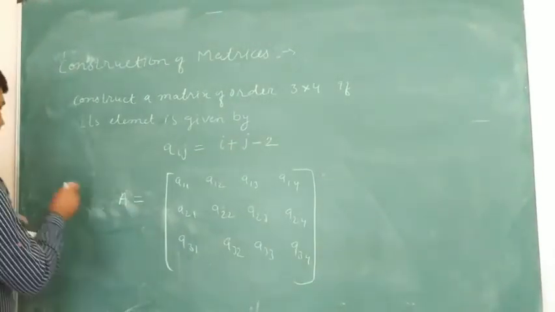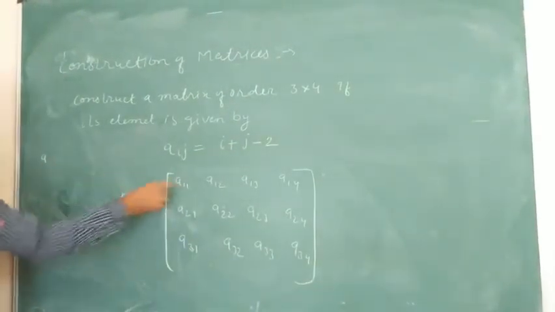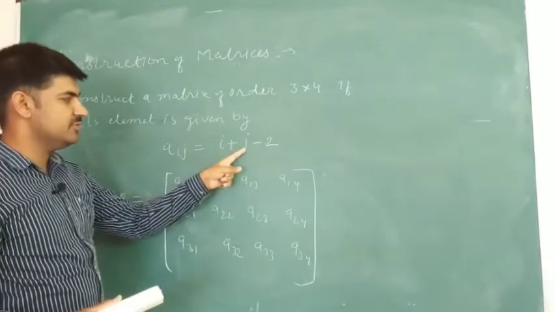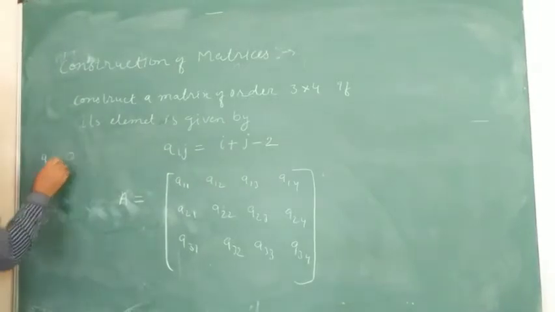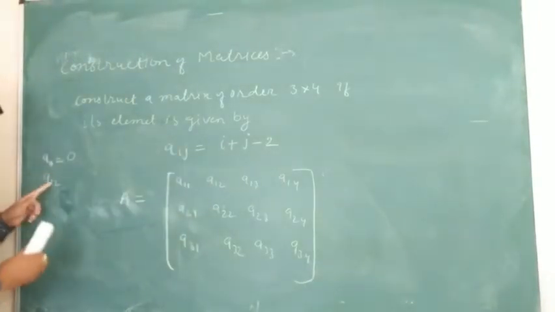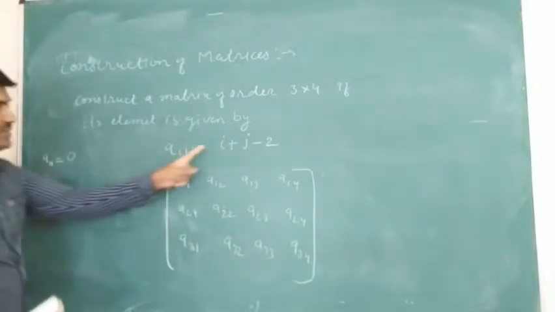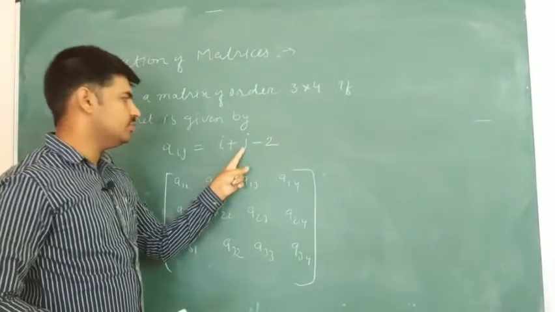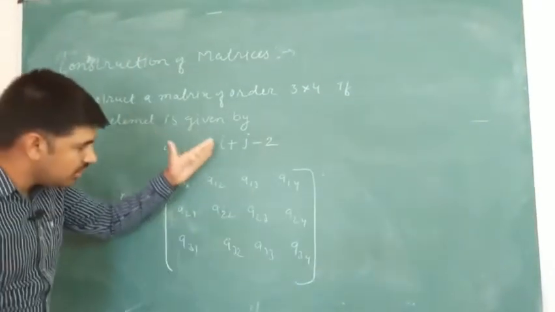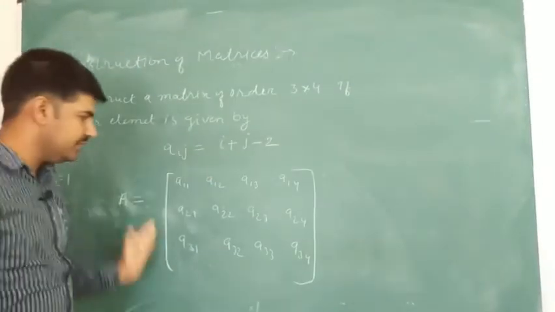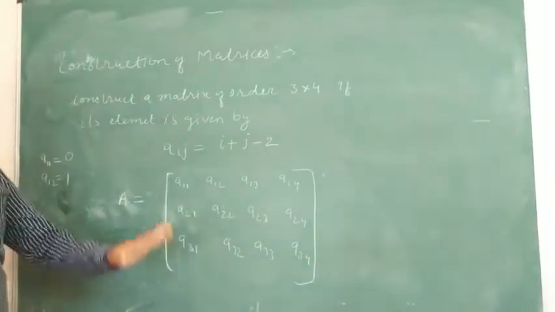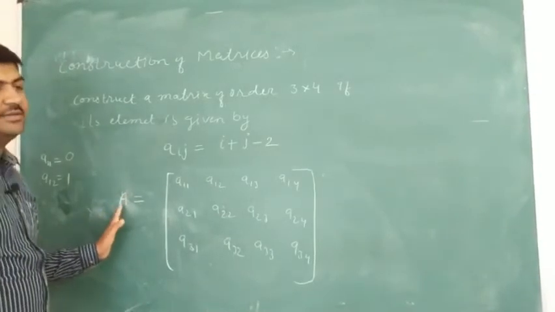So suppose you get first of all A11, that is by putting i is equal to 1 and j is equal to 1, and you get the value equal to 0. Suppose you have to get the second element, that is A12, put i is equal to 1 and j is equal to 2 in this particular expression, so 1 plus 2 minus 2 is equal to 1. That is how you can get all of the values of these elements, and you can put those values and you can get this particular matrix.